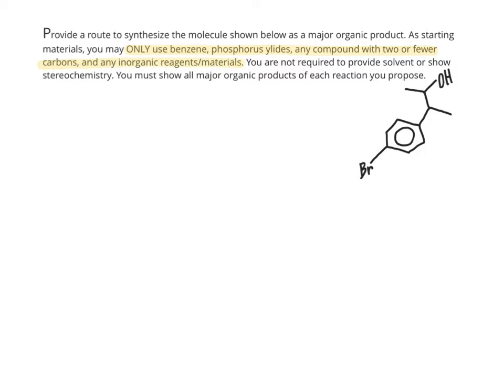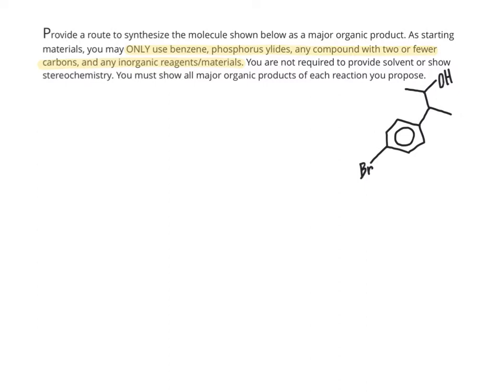So what we're thinking about here is if we need to build something that is other than any of these 3 types of compounds, benzene, phosphorus ylide, or something that has 2 or fewer carbons, we're going to have to find a way to create that ourselves, starting from one or more of these components. So in other words, we're pretending that the lab we are working in only has access to benzene, phosphorus ylides, and compounds with 2 or fewer carbons. And we have to find a way to construct from those sorts of building blocks whatever final product we are aiming for. In this case, we're aiming for this product here.